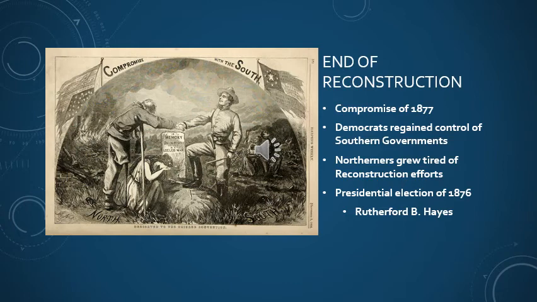The end of Reconstruction. The Compromise of 1877 was an informal agreement between Southern Democrats and allies of the Republican Rutherford B. Hayes to settle the result of the 1876 presidential election, and marked the end of the Reconstruction era.